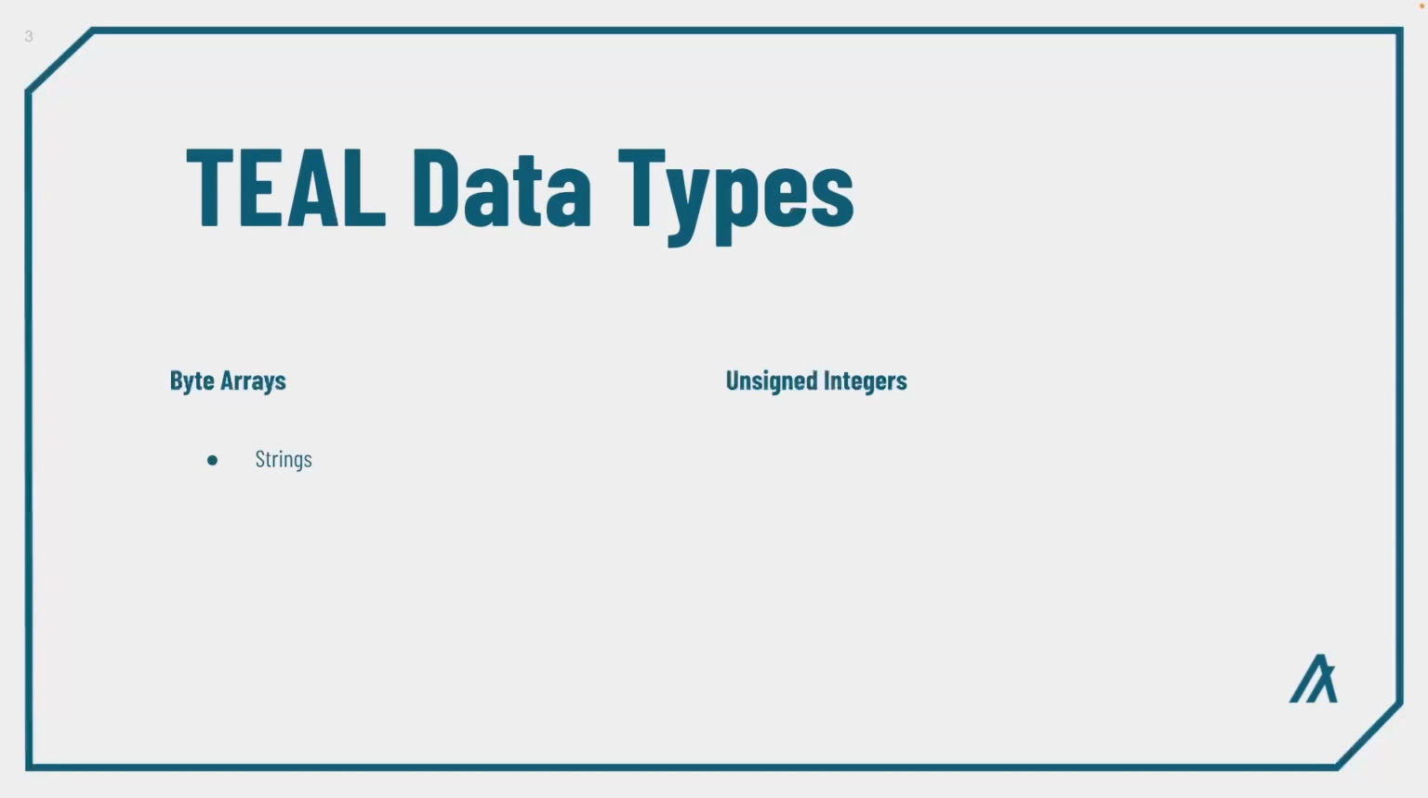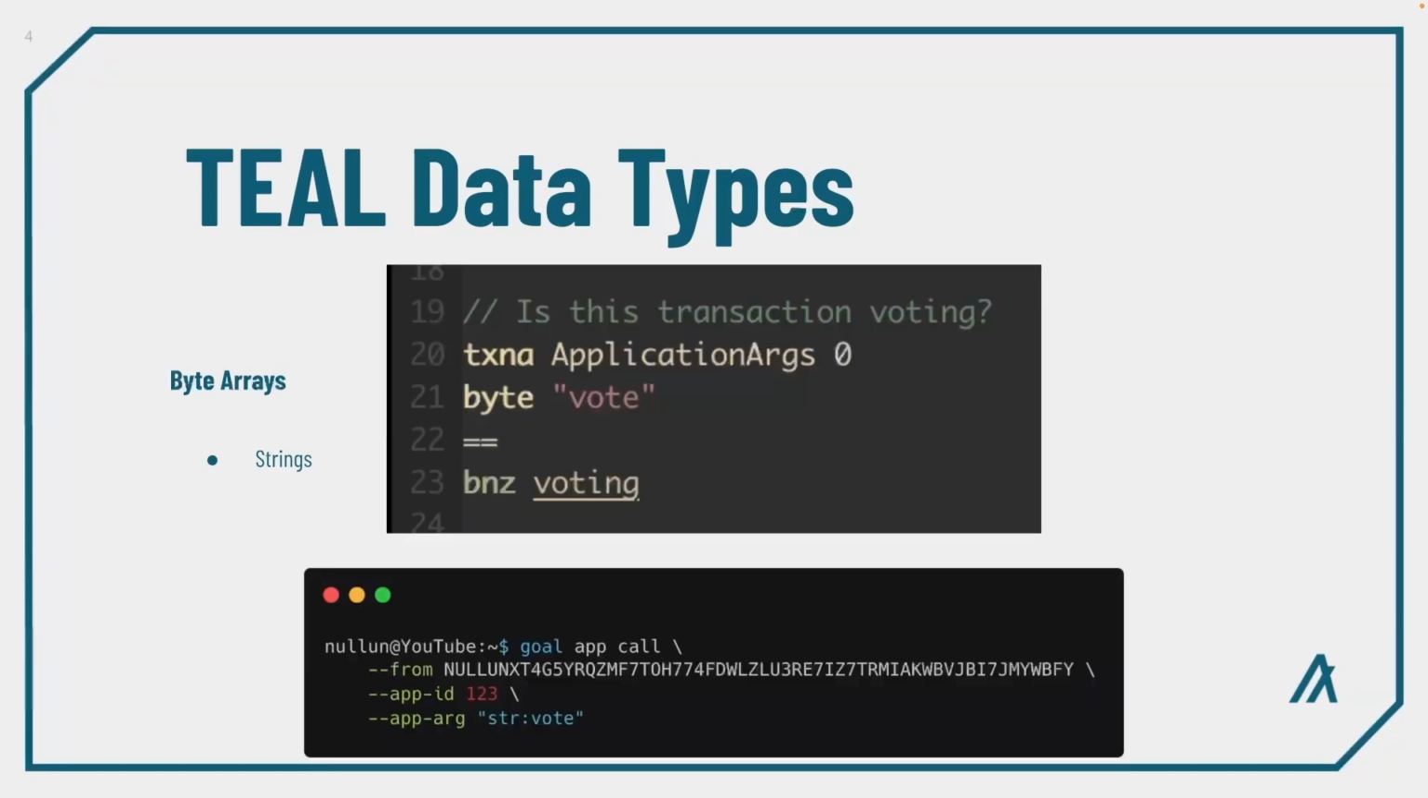Byte arrays are often used for representing strings of text, such as when comparing arguments passed in during an application call. For example, in this code snippet, it checks the first application argument as being the string vote, and if it matches, it will proceed to the voting branch.